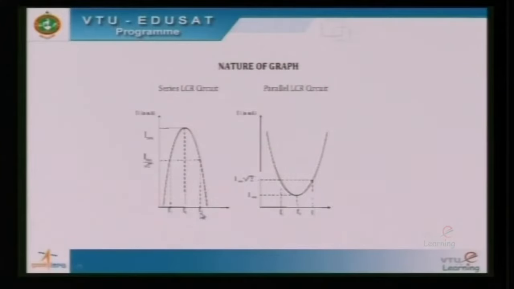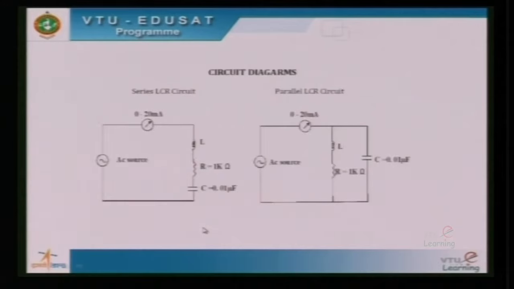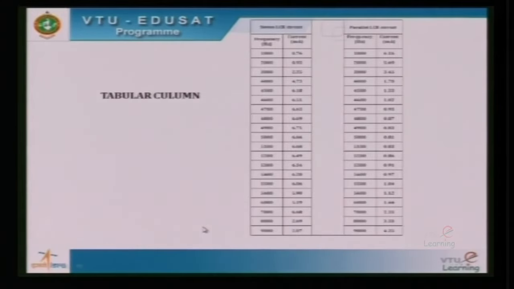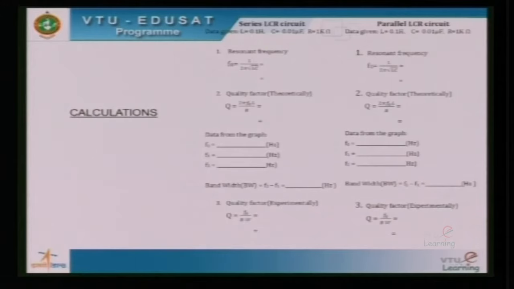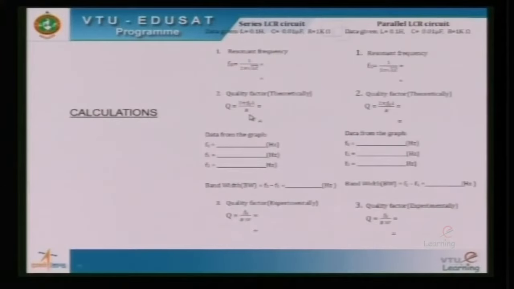So, from the graph note down the bandwidth of this particular circuit, in which the value of chosen L is 0.1 Henry and C is 0.01 microfarad. Note the bandwidth, note the resonant frequency, and calculate the quality factor using the relation f naught by bandwidth. It is also given theoretically by 2 pi f naught L by R.